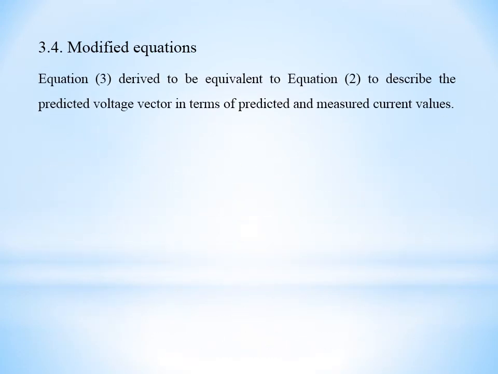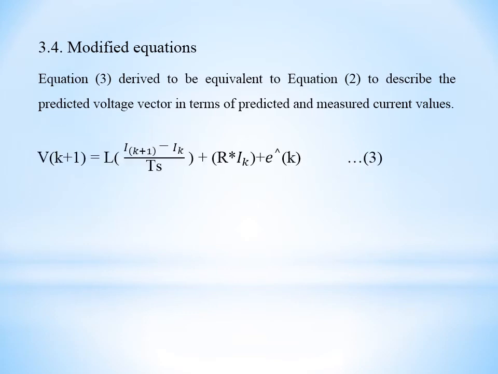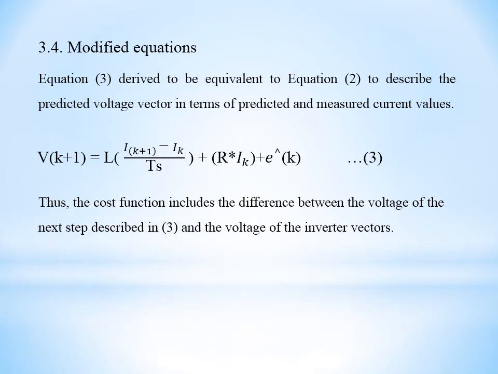Modified equation. Equation 3 is derived to be equivalent to equation 2 to describe the predicted voltage vector in terms of predicted and measured current values. Thus, the cost function includes the difference between the voltage of the next step described in equation 3 and the voltage of the inverter vector.